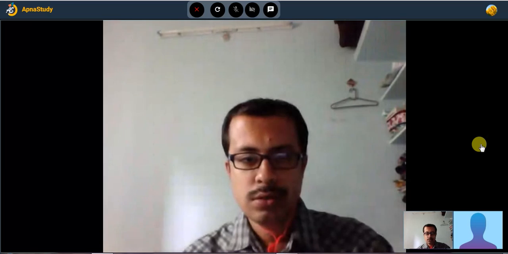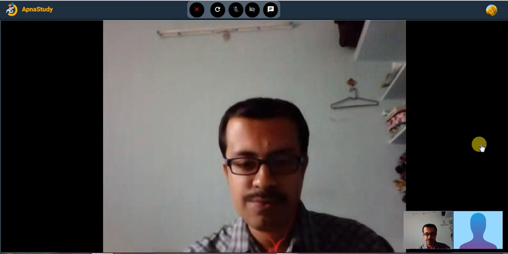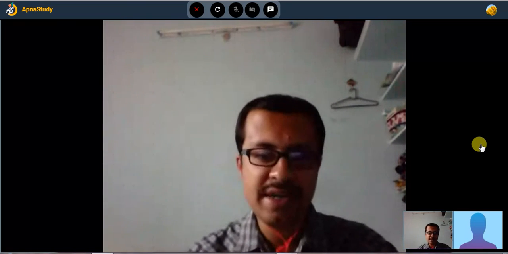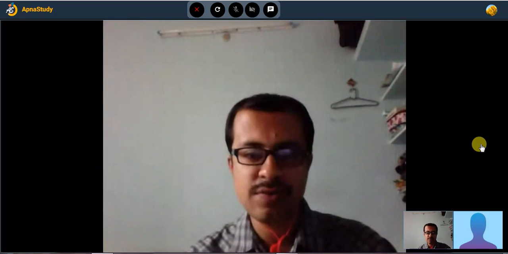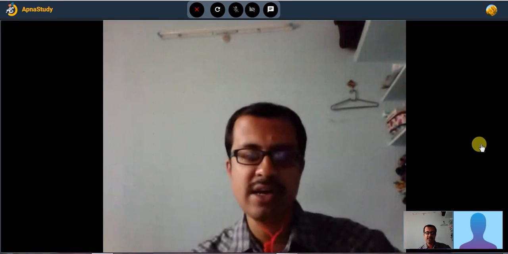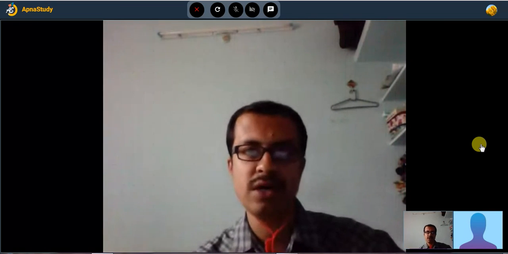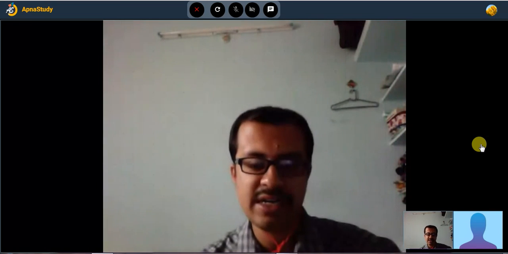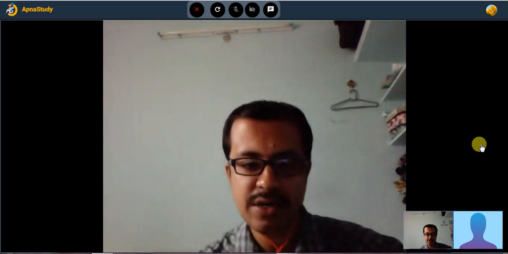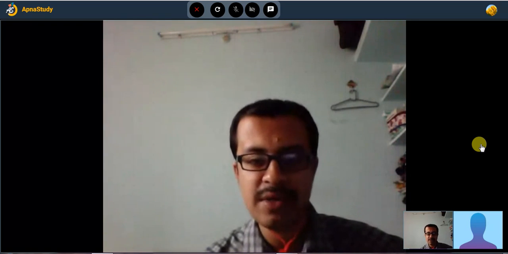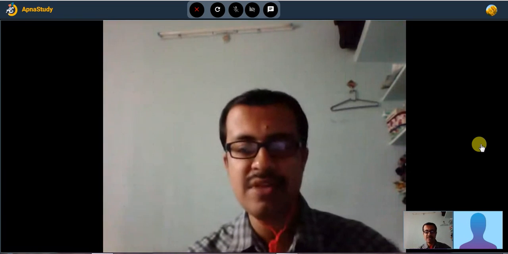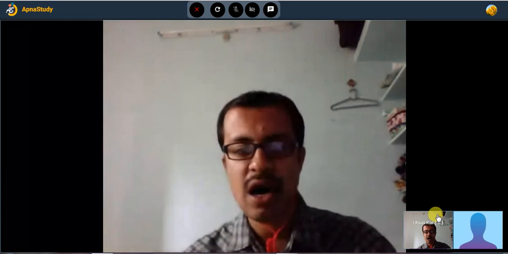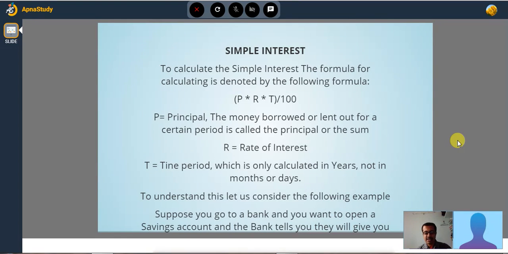So this is the prime formula for calculating simple interest. As we can see on the screen, the formula is principal into rate into time divided by 100, where P is the principal. Principal means the money borrowed or lent out for a certain period, called the principal or the sum. R is the rate of interest. T is the time period, which is only calculated in years.